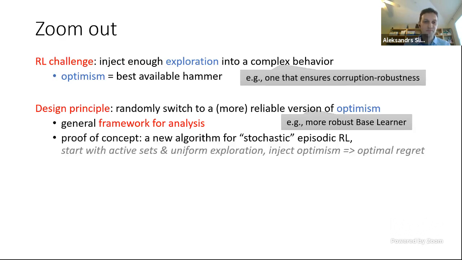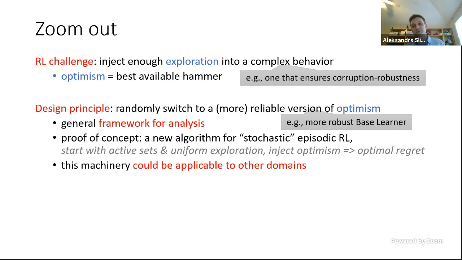In fact, as a simple proof of concept, we provide a new algorithm for stochastic episodic RL, the standard version without corruptions, where we start with active sets and uniform exploration, and we inject a little optimism to ensure enough exploration, and we obtain optimal regret. So it's not a new result, it's just a proof of concept. The point is that we apply this machinery to corruption robustness, but it could potentially be applicable to other domains.